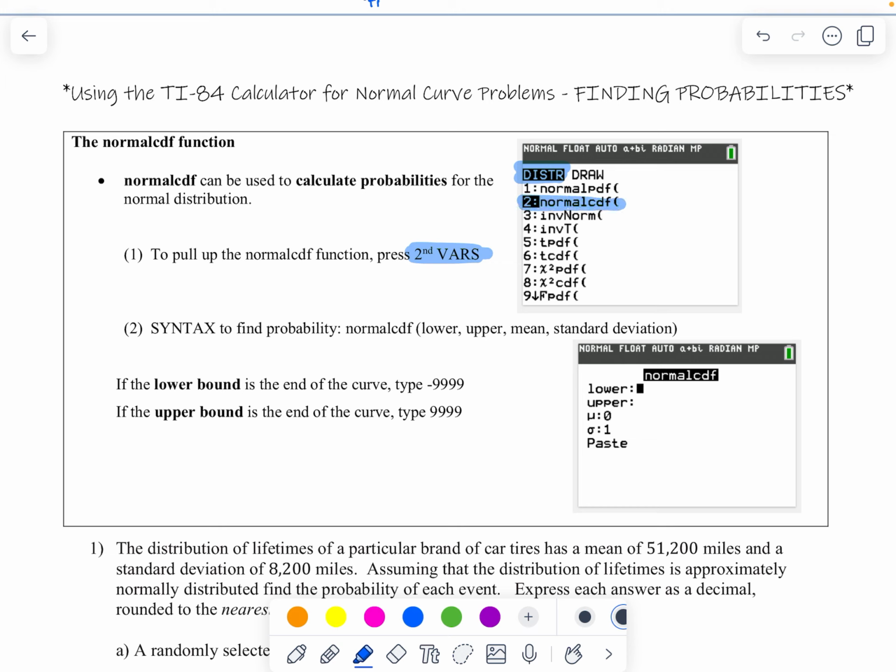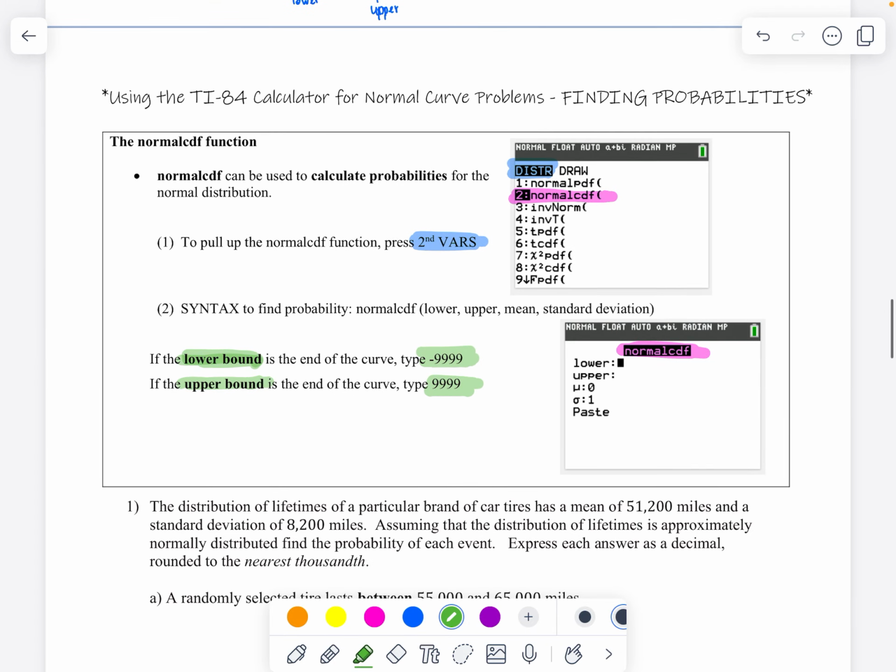And then when you click into normal CDF, that should bring you here. And then you should be able to type in those 4 values, click enter on paste, and then click enter again to actually calculate it on your home screen. And then just a reminder here about using the lower bound and the upper bound when you don't have one: use something really small, potentially negative 9,999 or positive 9,999 as that boundary to make sure that your calculator has a lower or upper bound when the problem doesn't give one to you.